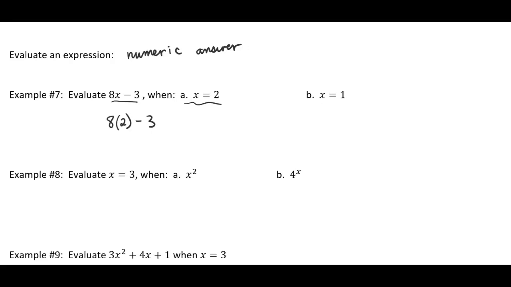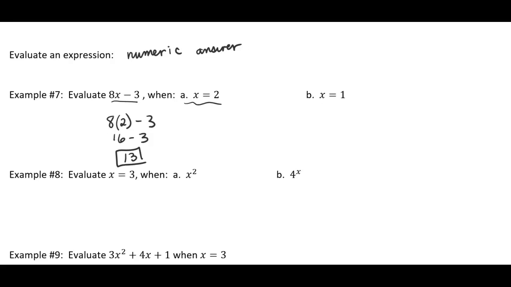Now, once all the variables have a value, they've been replaced with a number. Now it's a numeric expression. We can use the order of operations. We're going to multiply first, so 16 minus 3, and then our answer is going to be 13 here.